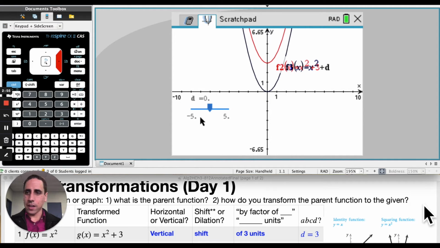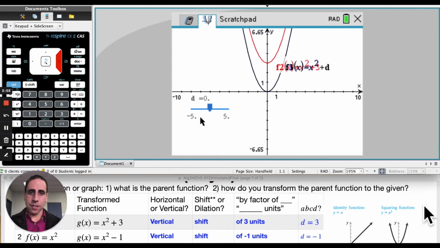If you take a look at line number 2, you might be able to guess it's the same thing. Instead of a plus 3, it's a minus 1. And so for that reason, we can say that this is going to be a vertical shift of negative 1 units. Let's actually do that here. So d equals 0, I'm going to go left, d equals negative 1. And as you can see, it's the same shape parabola, it's just moved down 1 unit.